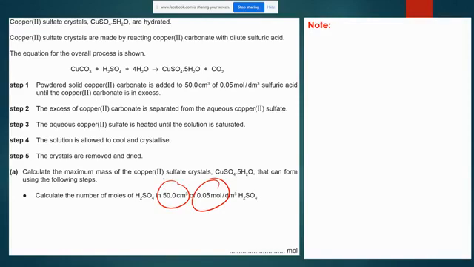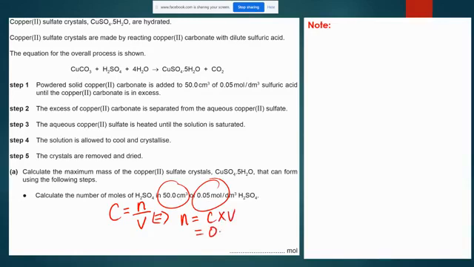So we have to use equation or formula that represents the relationship between moles and concentration. So concentration equals to mole divided by volume of solution. Once again, concentration equals to moles of solute divided by volume of solution. In this case, we have to find the number of moles. The concentration of solution and volume of solution are given. So number of moles equal to concentration times volume.